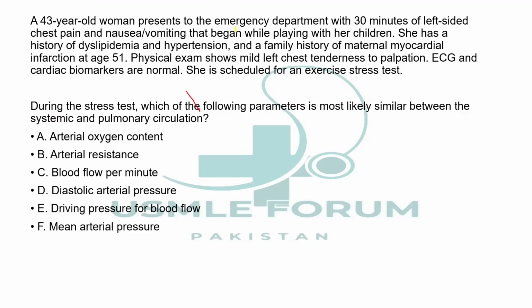Let's continue on with this question. Hopefully you read it. Okay, so a woman comes to the emergency department with 30 minutes of left-sided chest pain, nausea, and vomiting. She has a family history of maternal MI and left-sided tenderness to palpation. ECG is normal. She's scheduled for an exercise stress test. During the stress test, which of the following parameters is most likely similar between the systemic and the pulmonary circulation?